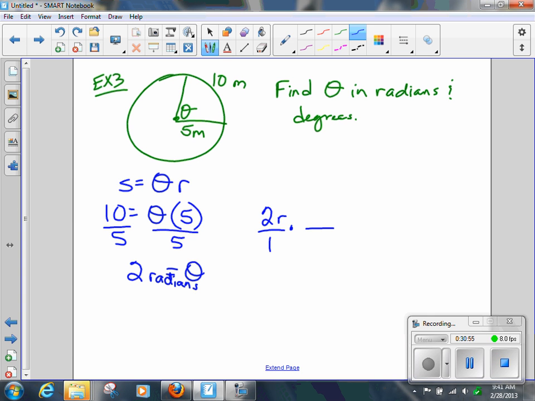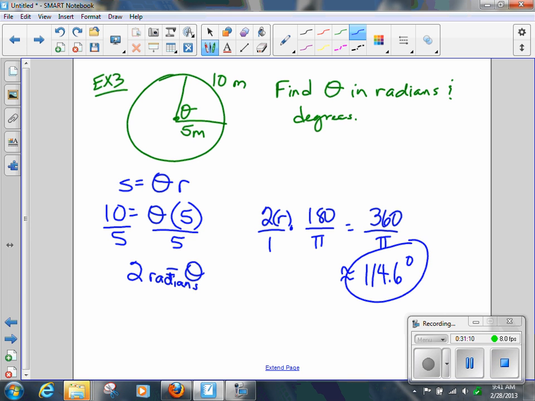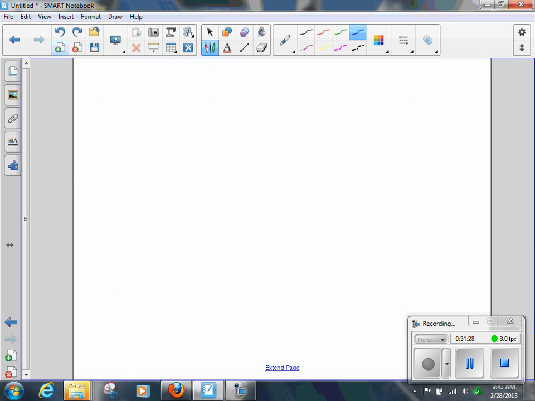Take 2 radians, and then what do I have to do to it? Convert it. What's my conversion factor? 180 over pi. And then I get 360 divided by pi, which is approximately 114.6 degrees. How many of you got approximately 115? Yeah. And 2 radians. Facile, difficile. Facile. Good. Here's another one. All right, so let's talk about area of a sector.